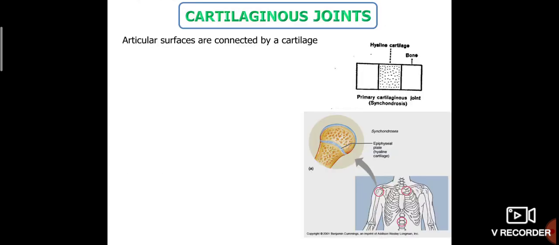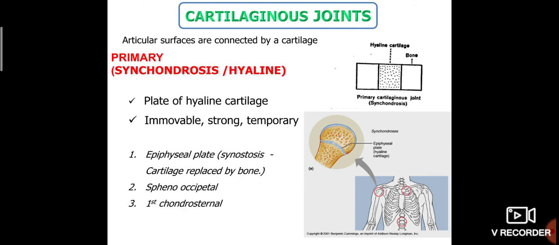Then cartilaginous joint. Here the articular surfaces are connected by a cartilage. A cartilaginous joint can be a primary cartilaginous joint or a secondary cartilaginous joint. This naming is due to the type of cartilage present in the joint. We know we have three different types of cartilage. Elastic cartilage will never come in our joints. But the cartilages that can be seen in joints are either fibrous cartilage or hyaline cartilage. So depending upon the type of cartilage, we can classify the cartilaginous joint into primary and secondary.